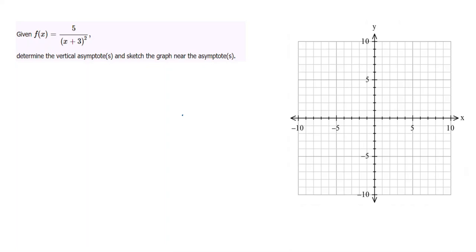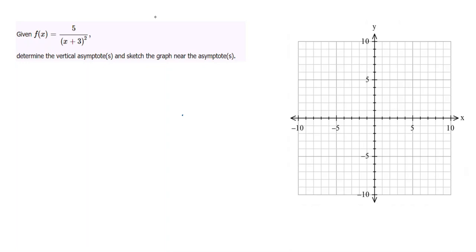Given the function f of x, we're asked to determine the vertical asymptote and sketch the graph near the asymptote. All right, so where do we have an asymptote? If you remember from math 30-1, and a little of 30-2 as well, it's going to be where our function is undefined. Now, that won't always result in an asymptote.